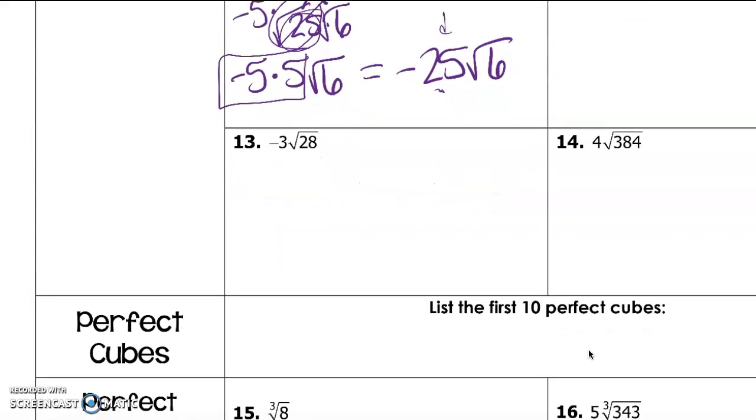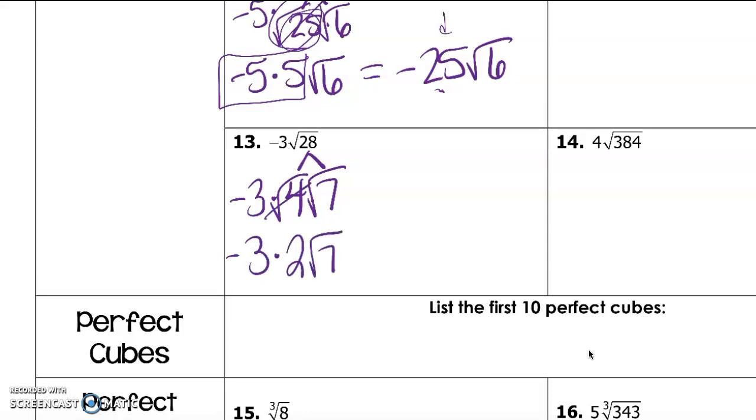Our last one, -3 square root of 28. So bring down the -3 times, what perfect square goes into 28? That would be 4 times 7, square root sign around those two. So -3 times square root of 4 becomes 2, the square root of 7 comes along. So our final answer is -6 square root of 7.